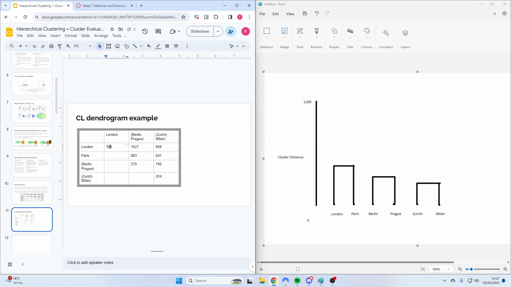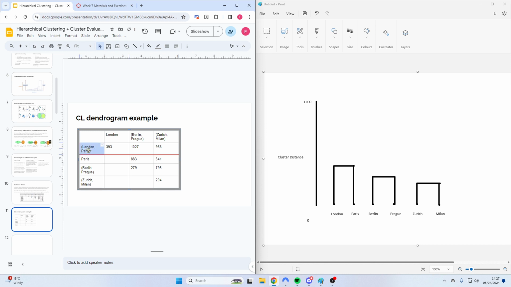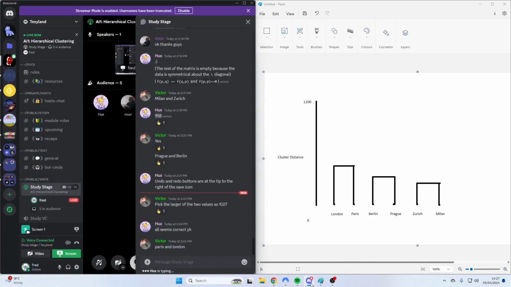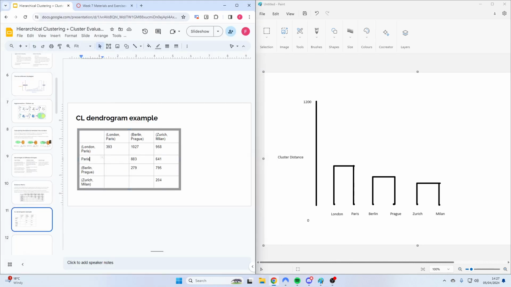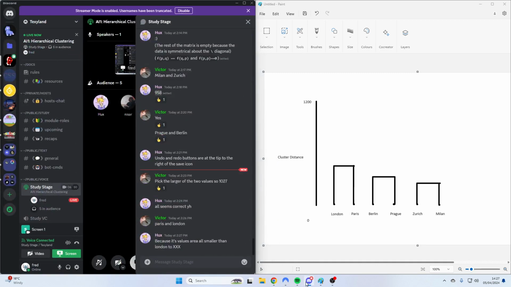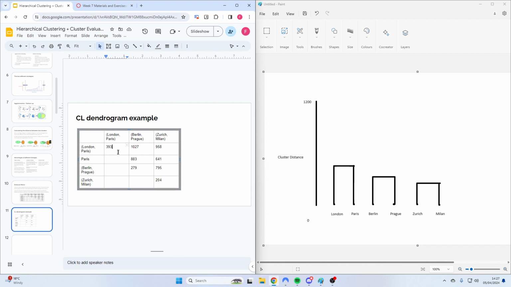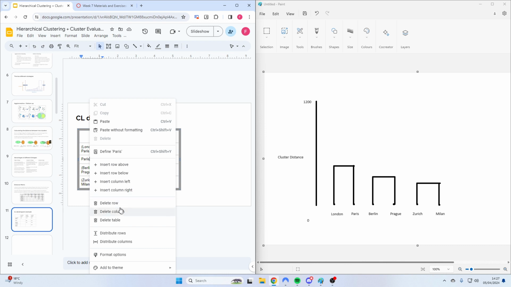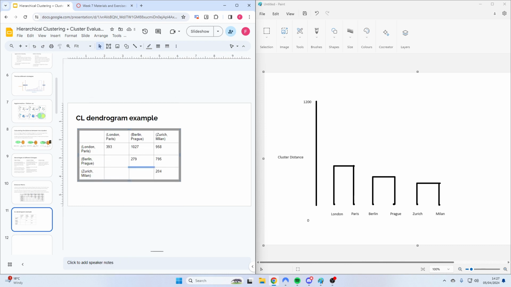Delete this column. So this is London to Paris. And then we also just delete this column, right? Am I doing this right? Yeah, you're right. Yeah, so these are always smaller because, yeah. So we can delete this row because they're all smaller than these.